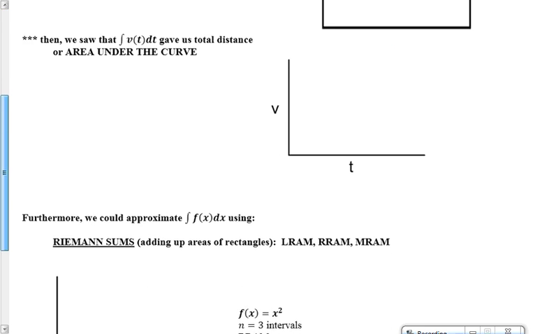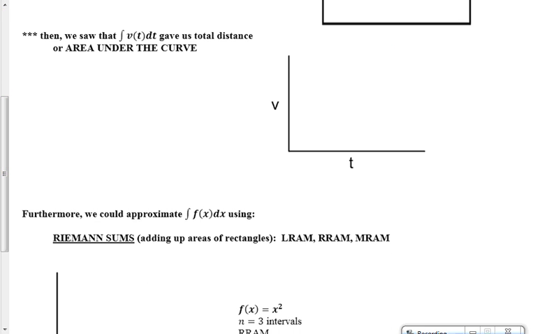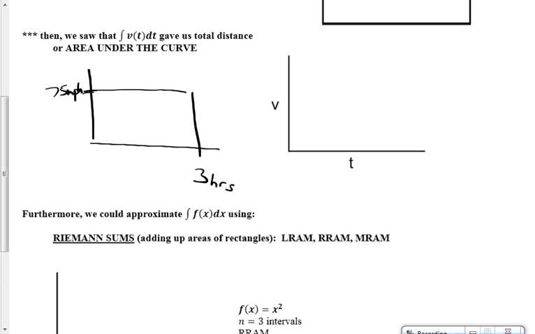After that, we went to this area idea. We started with a really basic example. We said for 3 hours, you travel in a car at 75 miles per hour. How far do you travel? We'll do the arithmetic for you. 225 miles. And we started to develop the idea that the area under a velocity curve will be the displacement.